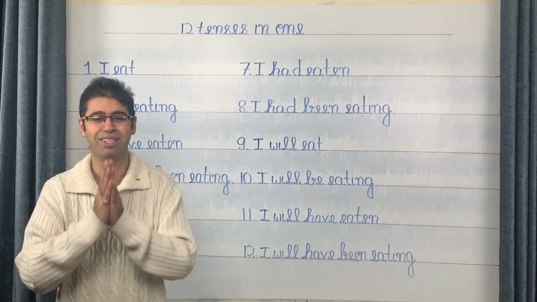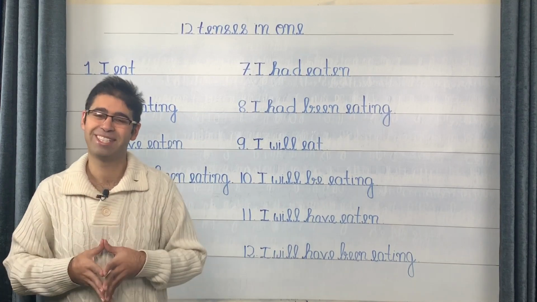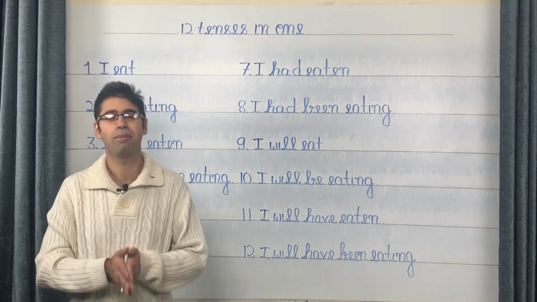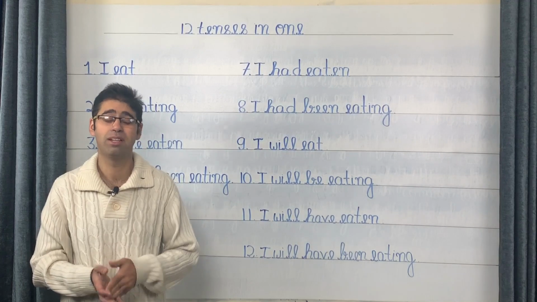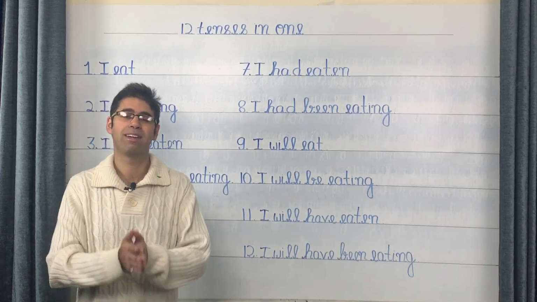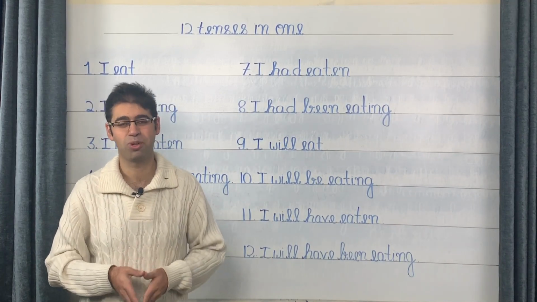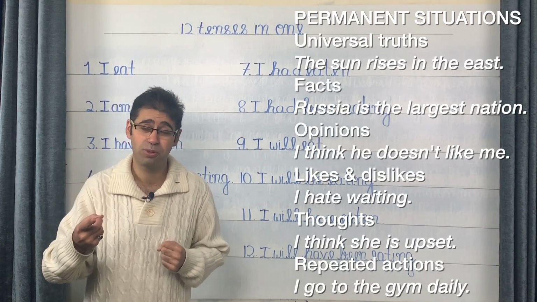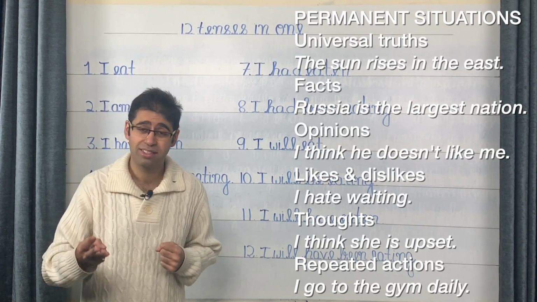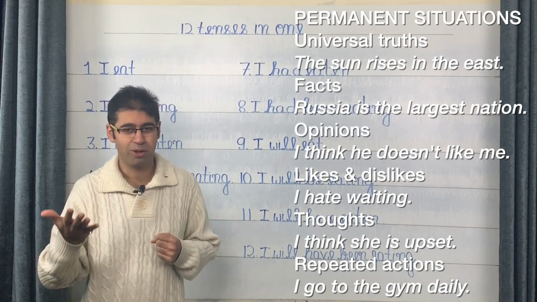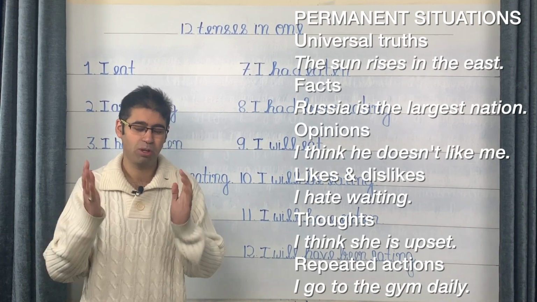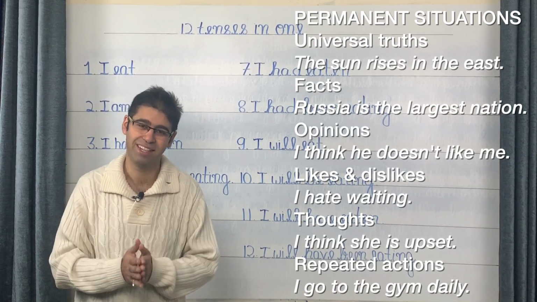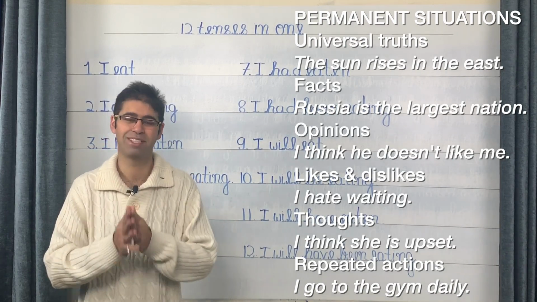Now quickly go to the use of the present simple tense. So speaking quickly about the uses of the present simple, as most of you are already aware, the simple present is used to talk about permanent situations. For example, universal truths, facts, opinions, likes and dislikes, thoughts, and repeated actions. So all of these are more or less permanent in nature and rightly expressed in the present simple.